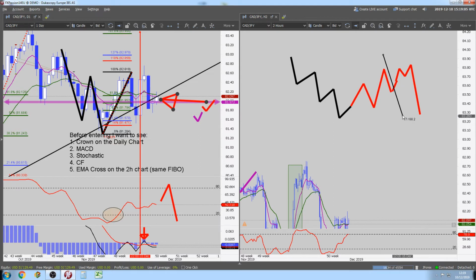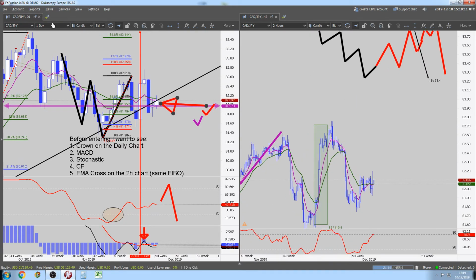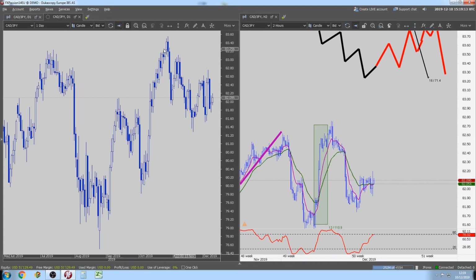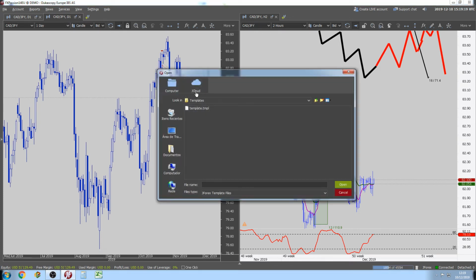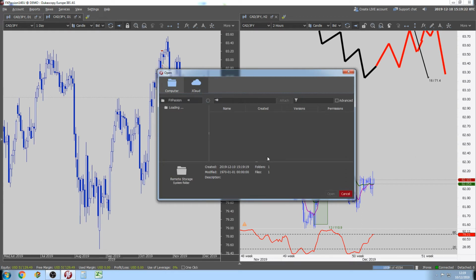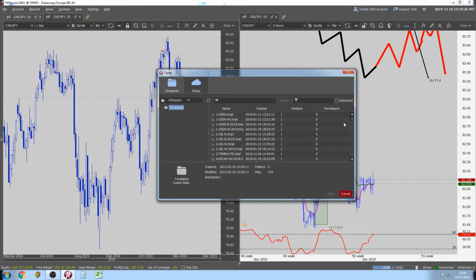And my Fibonacci dog is barking. Something's happening in the market. Okay, so this is Canada JPY. We are going to check another one. We're going to open Euro GBP daily chart. So templates, open. We're going to open Euro GBP daily chart and Euro GBP, the 2 hour chart or the 4 hour chart.